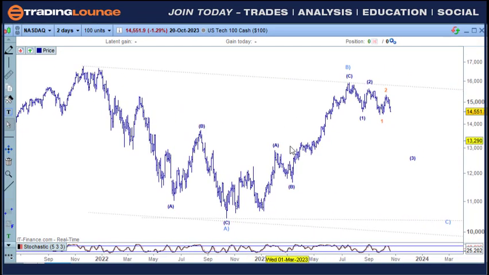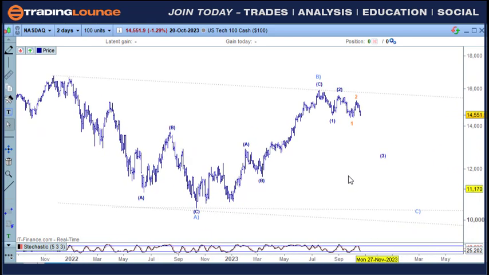Nasdaq as well. And obviously we can see the Nasdaq is really strong here, but we could also see that it's quite weak here as well. So we can look at it in the same light. We could look at it as an A wave to the downside, a B wave to the upside, and then a C wave to the downside here.